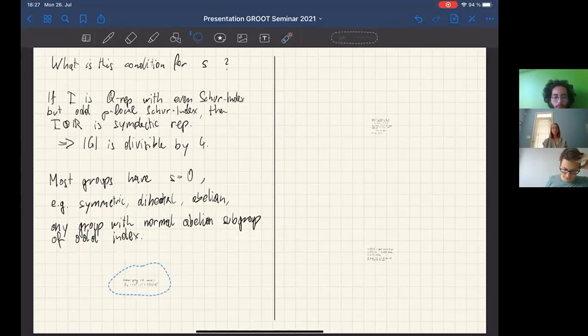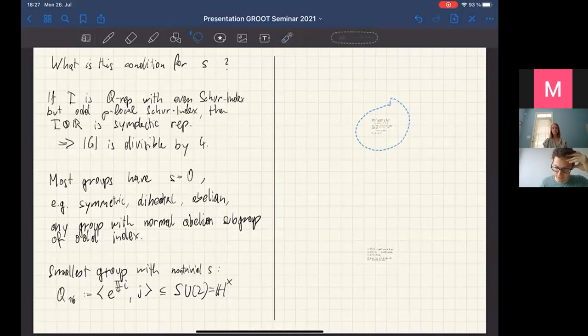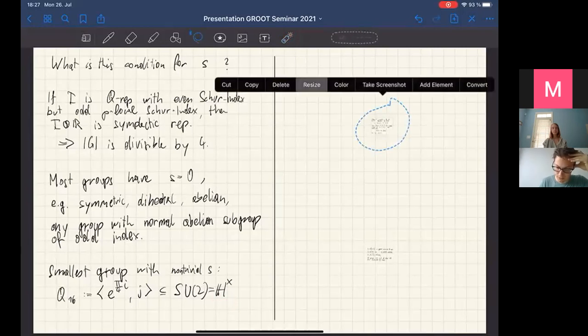So, the smallest group that has non-trivial S is the group Q16. This is like the quaternion group, like group Q8, except as a generator of this, you just take e to the pi over 4i, not pi over 2i. And you can look at this in the unit quaternions, the subgroup generated that has 16 elements. And this group has exactly S equal to 1.